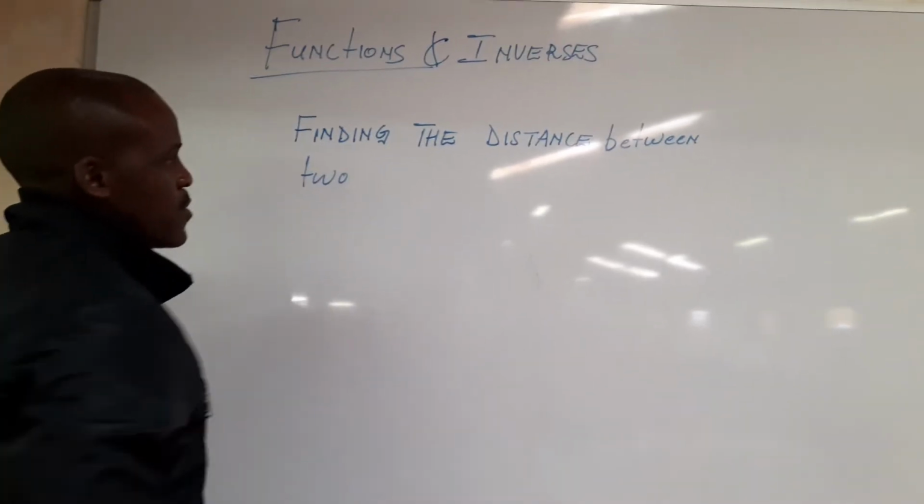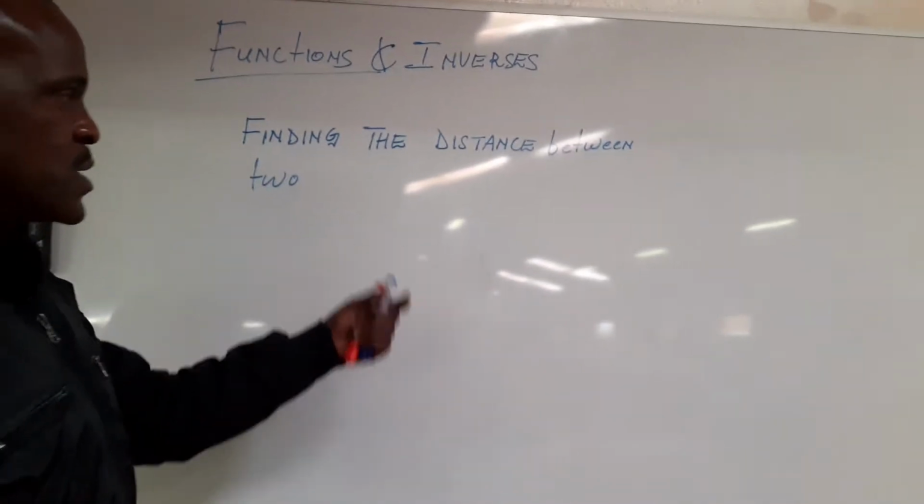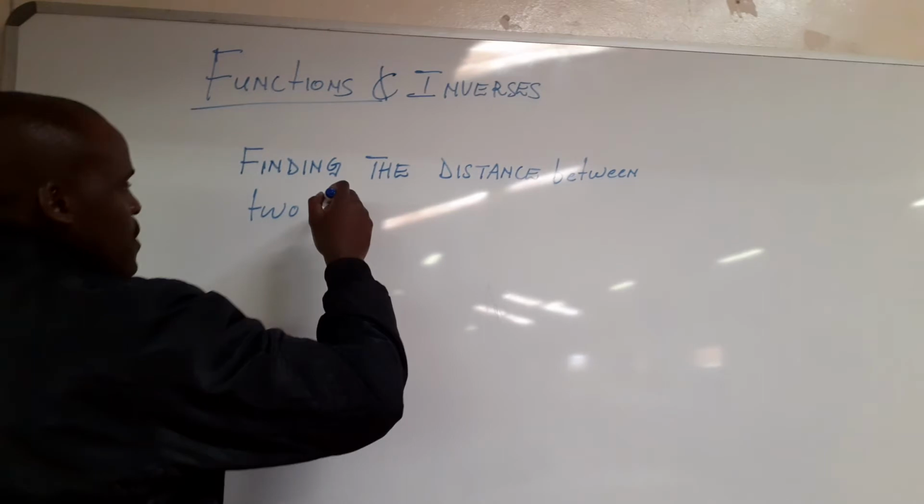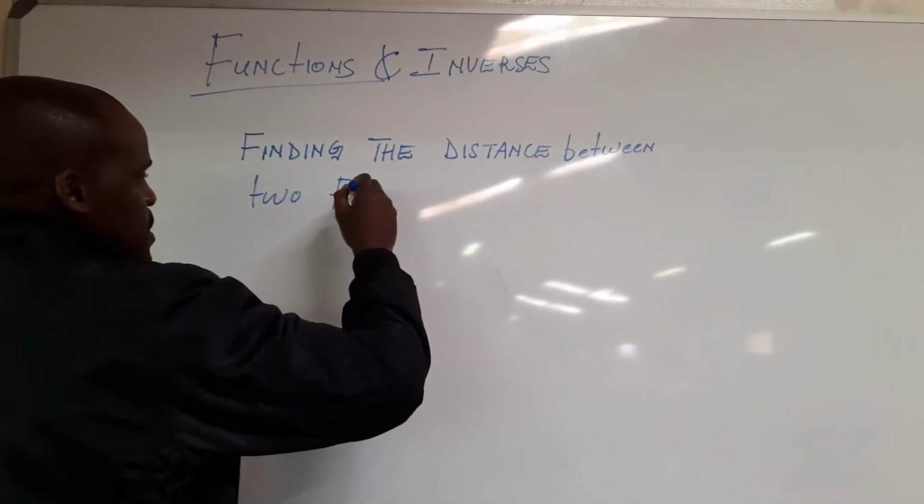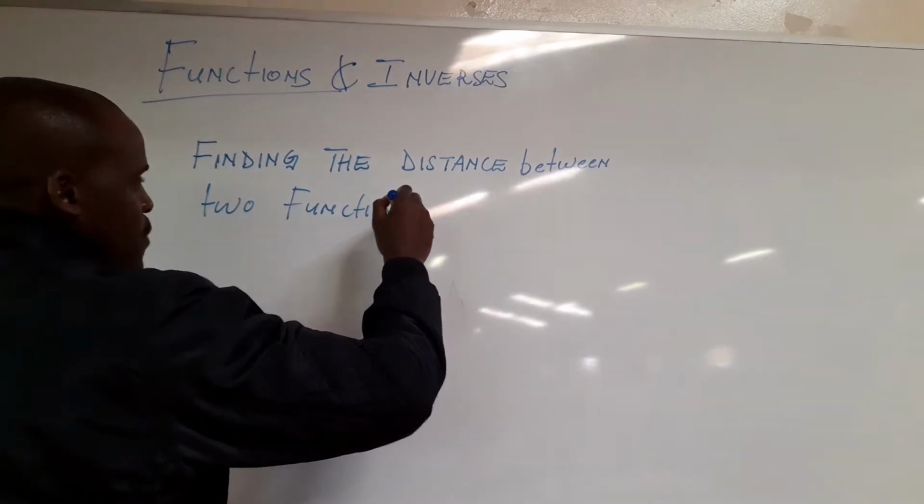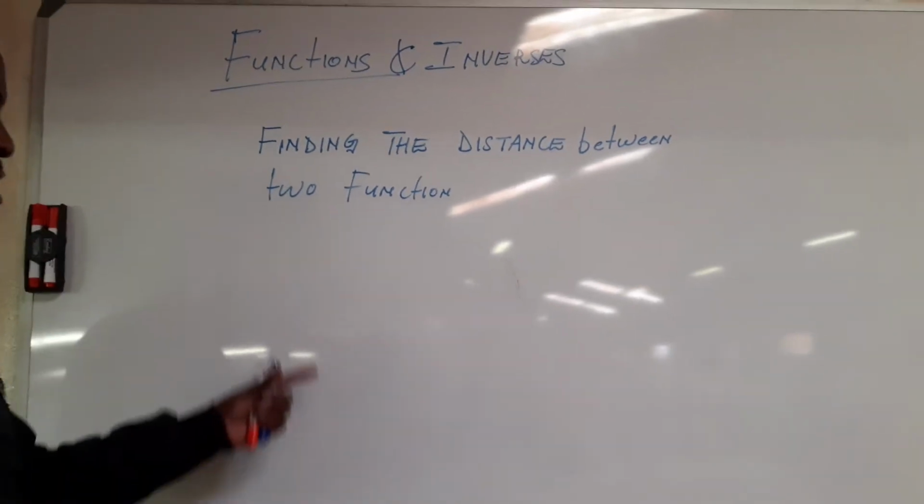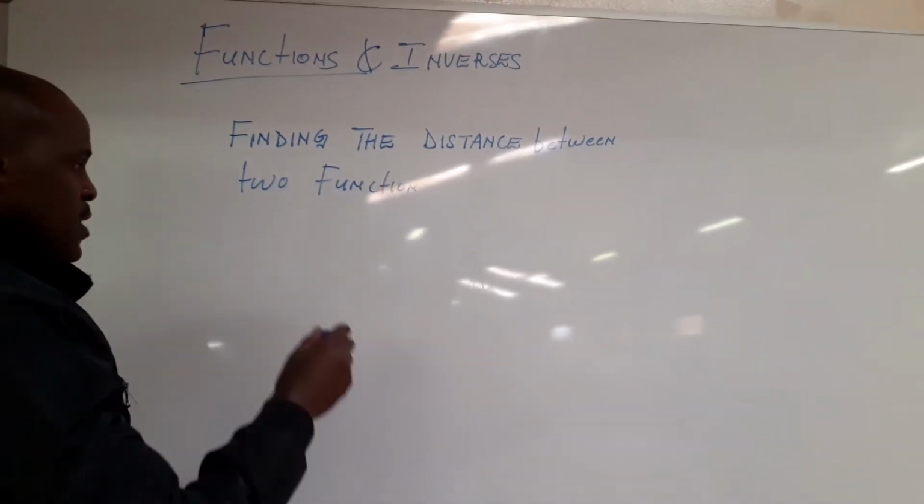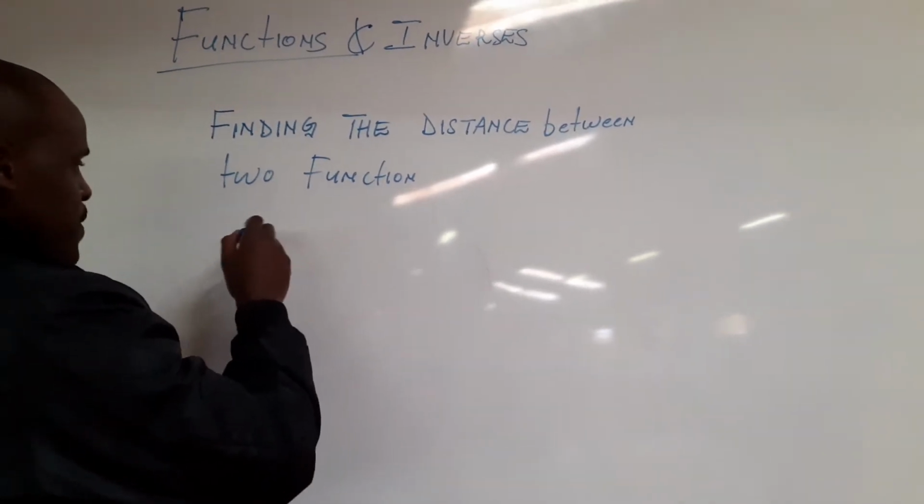Right now, let's look at how to find the distance between two functions. For now, we are going to look at a straight line and a quadratic.